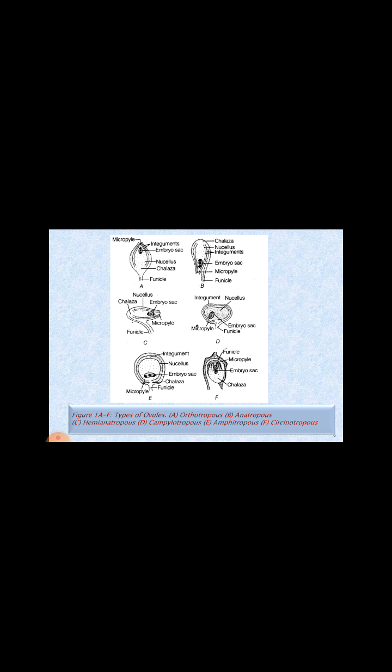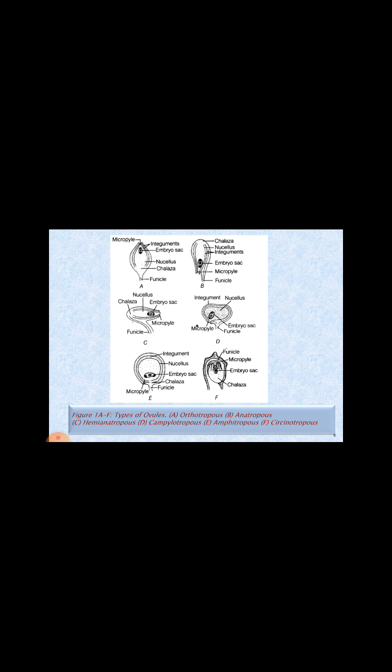Figure A is the orthotropous ovule and it is generally present in the gymnosperms. In this case, the ovules are straight, in which the chalaza, the funicle, and the micropyle all are aligned up in a long row producing an uncurved seed after fertilization. Figure B is the anatropous ovule.